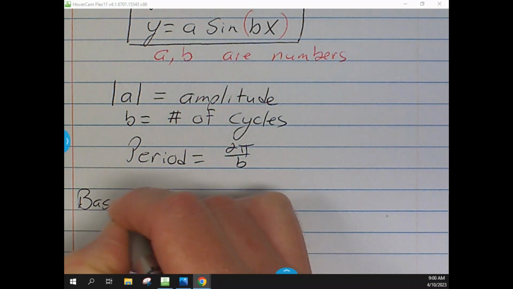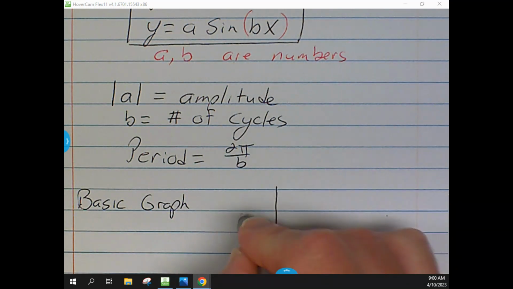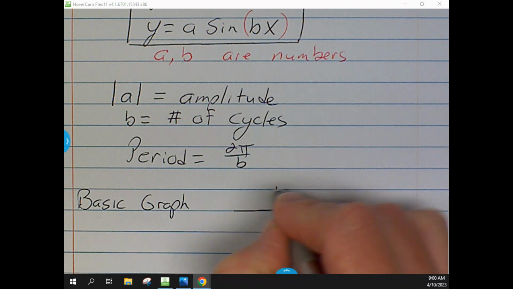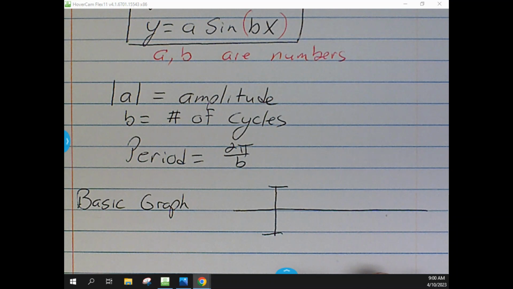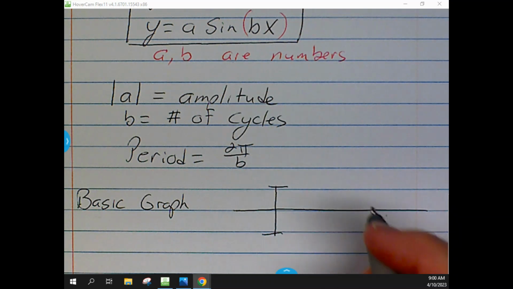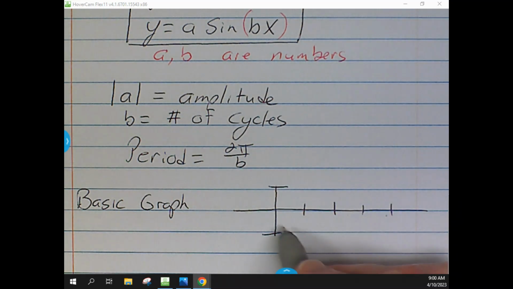All right, and here's what your basic graph looks like. I think we looked at this a little bit the other day, how we took the unit circle, and instead of it being in a circle, we laid it out on a number line. So basically, it's set up like this. The way you can think about it is that each one of these marks is like 90 degrees. So this would be 90 degrees, this would be 180, this would be 270, 360.